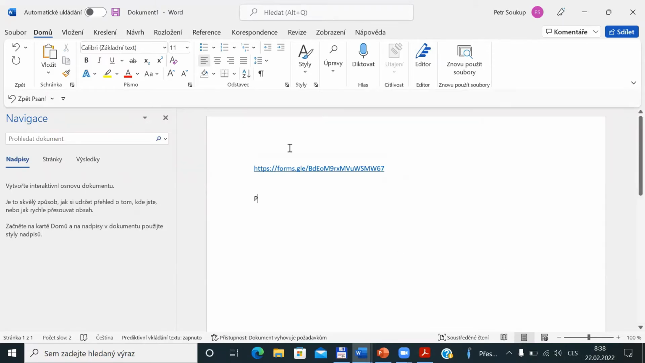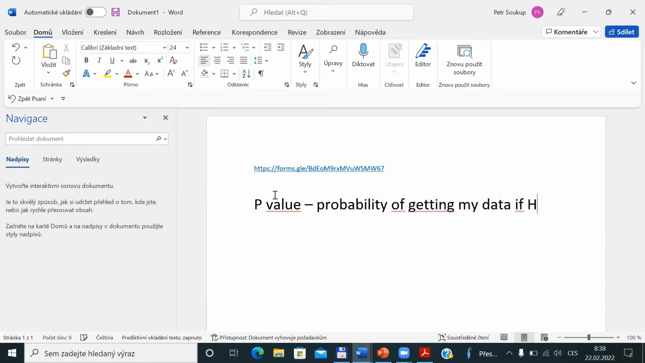I will make some bigger letters and try to write down some notes. So what is the p-value? Some proposals? It's like the probability. I guess it's the probability of me getting the data that I got, if the null hypothesis is true.